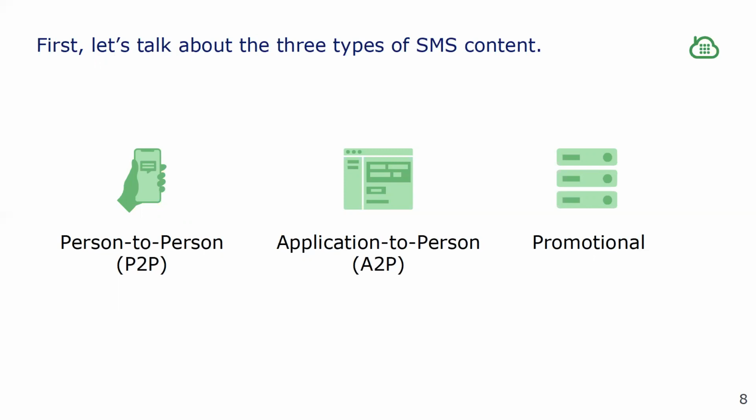An example for this would be number masking. Like if a customer wanted to get in touch with their cab driver or their food delivery agent, you can text them and you receive replies. These kinds of messages fall under the person-to-person SMS content. Next, we have the application-to-person or A2P traffic. Transactional messages like OTP, verification code, notifications or alerts and appointment reminders fall under this category.